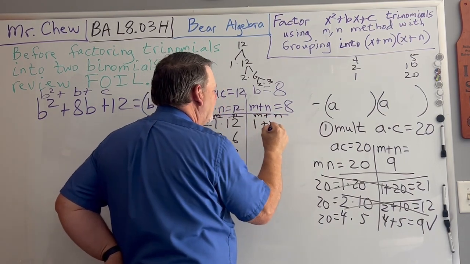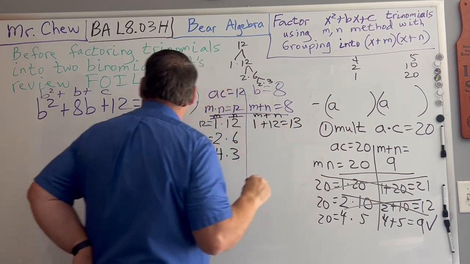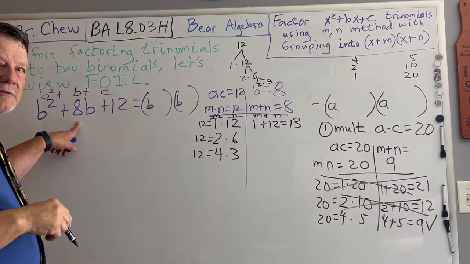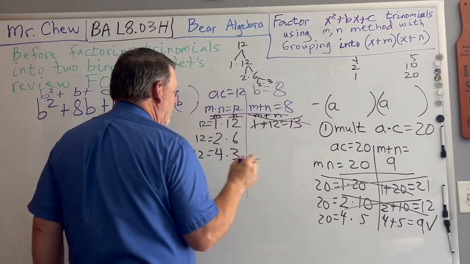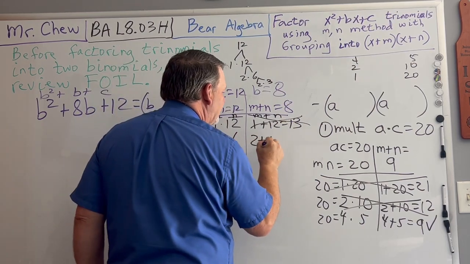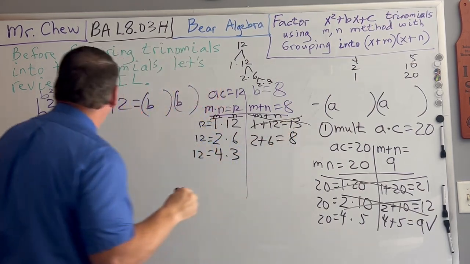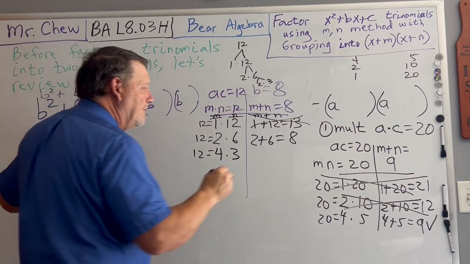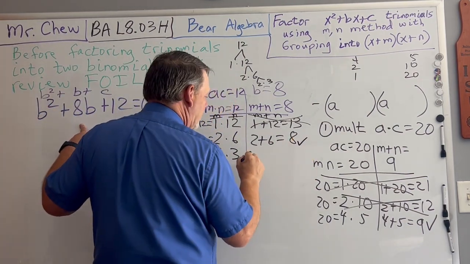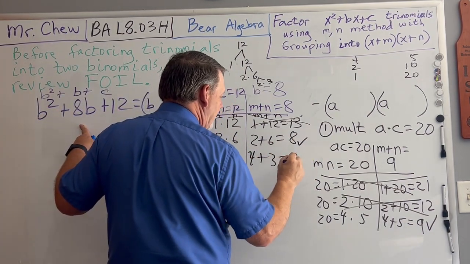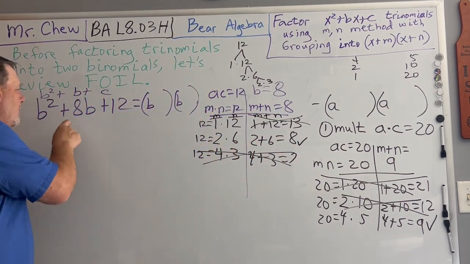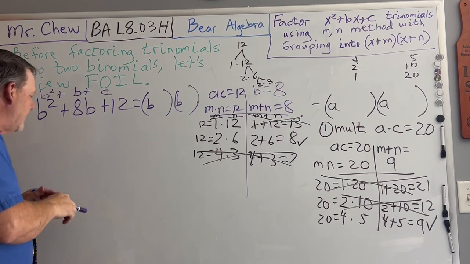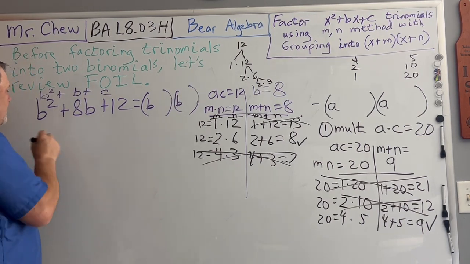So 1 plus 12 equals 13. Does that equal 8? No. So I know that one doesn't work. Now I do 2 plus 6 equals 8. Yes. And this one doesn't work because 4 plus 3 equals 7. So it is 2 and 6. So all I do now is I just break this 8b into 2b plus 6b.